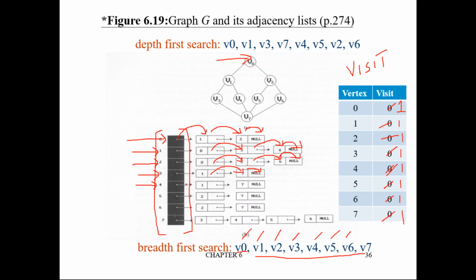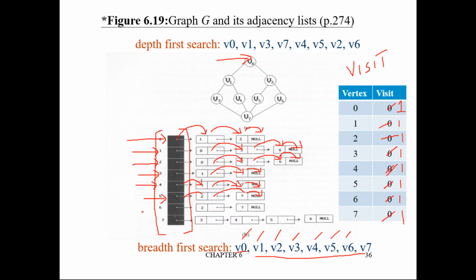Go to 4. 4 is pointing to 1. Is it visited or not? Yes, it's already visited. Go to next, 7. Is it visited or not? Yes, already visited. Go to next, null. So null means go next. Here it is the 5th entry of the array of pointers. It's pointing to 2. Is it visited or not? Yes. So go to next, 7. Is it visited? Yes. Go to next, null.